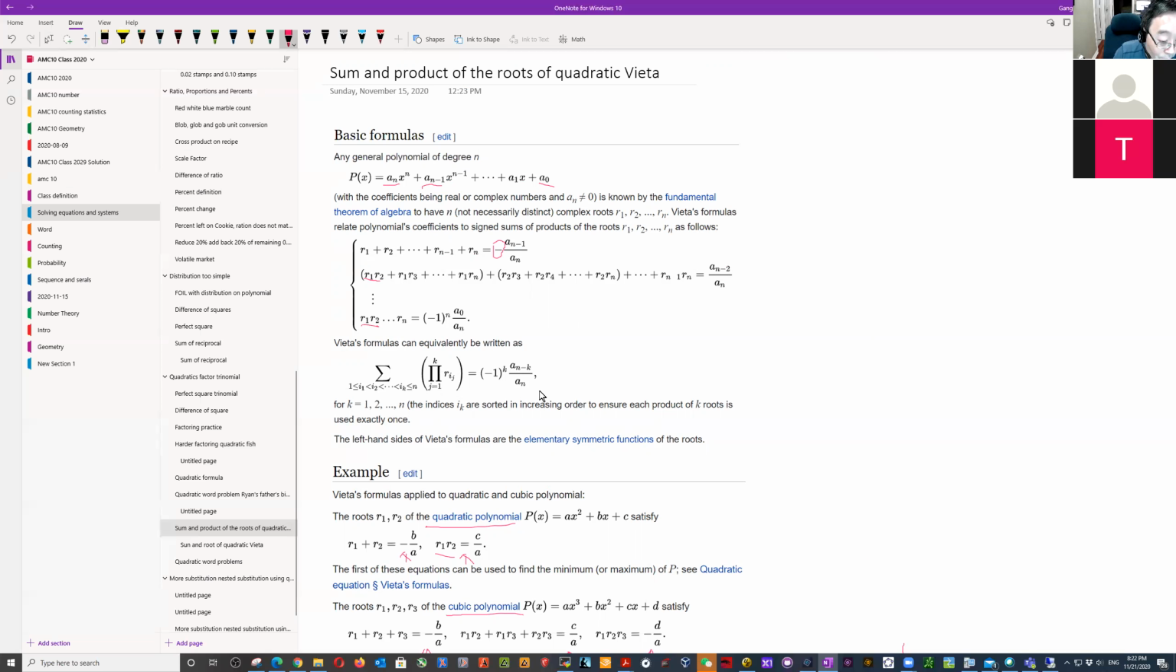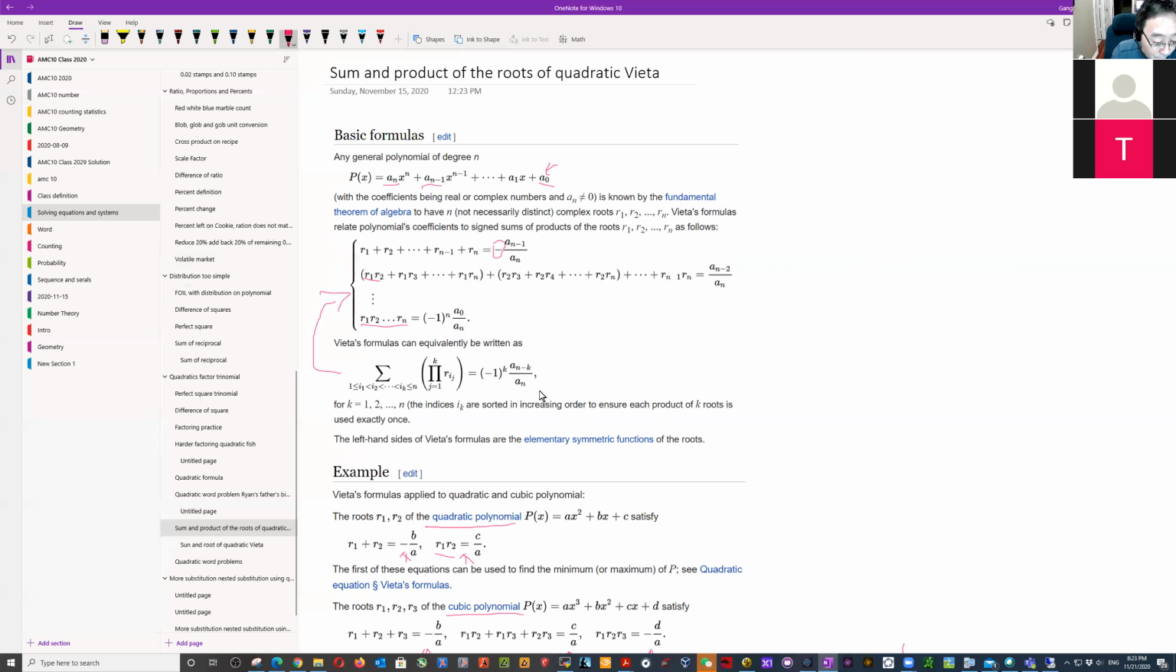Then finally, the product of all the roots is going to be negative 1 to the nth power times a_0, the last one, over a_n. So this is just the Vieta formula. Then how do we interpret this? This will expand into a group.